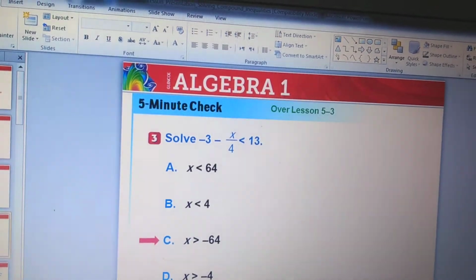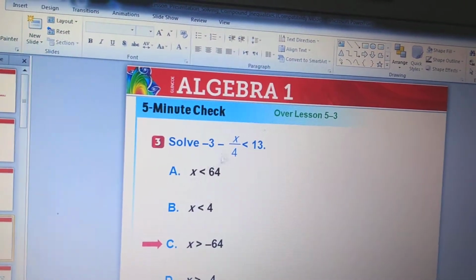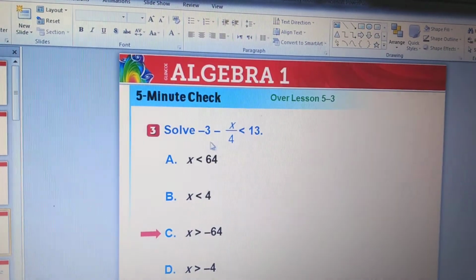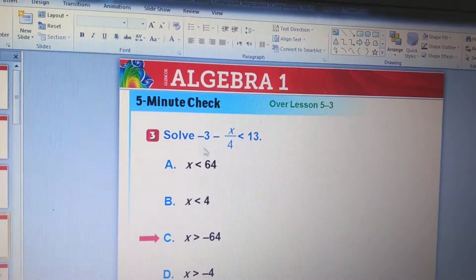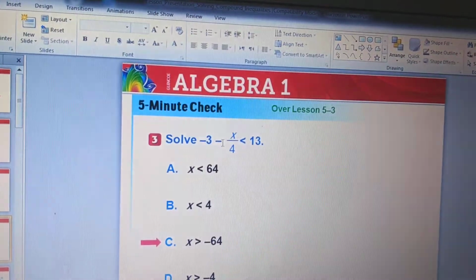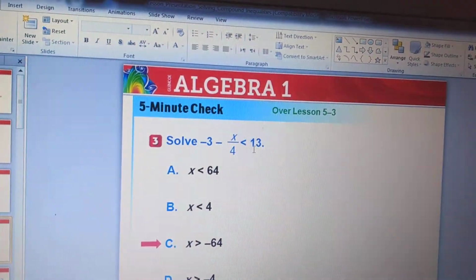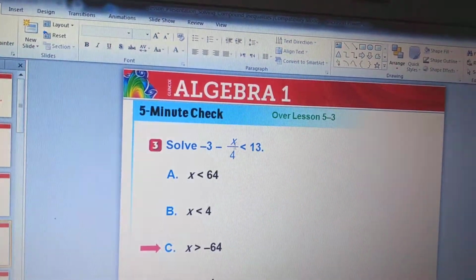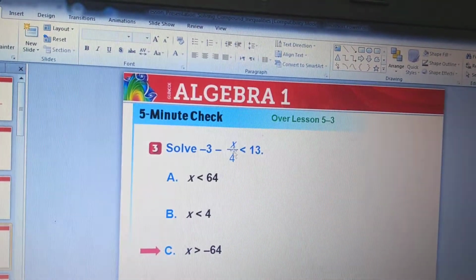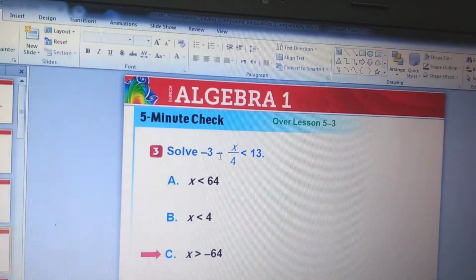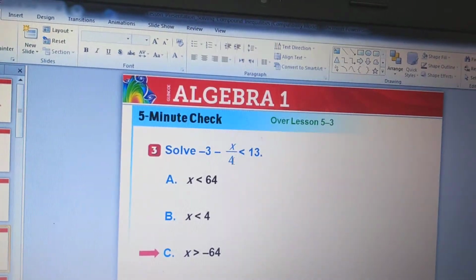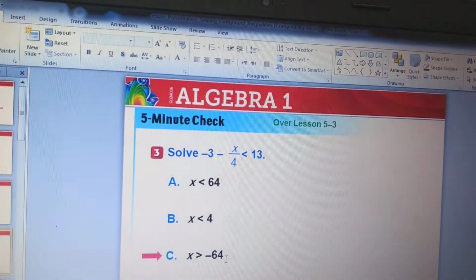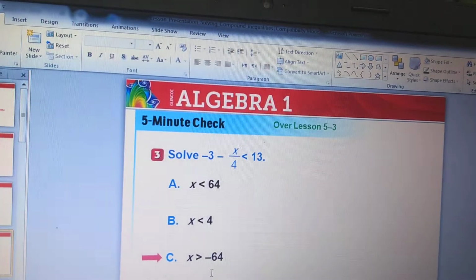Here also another example, the same way. But here, the variable x is divided by 4. After I get rid of negative 3 by making plus 3 plus 3, you will get negative x over 4 less than 16. Of course, here we have negative. Therefore, when I multiply because I have division, the opposite of division is multiplication. Because I have negative, I will multiply by negative 4. When we multiply or divide by a negative number, we must flip the inequality. Therefore, here the answer will be x more than negative 64.